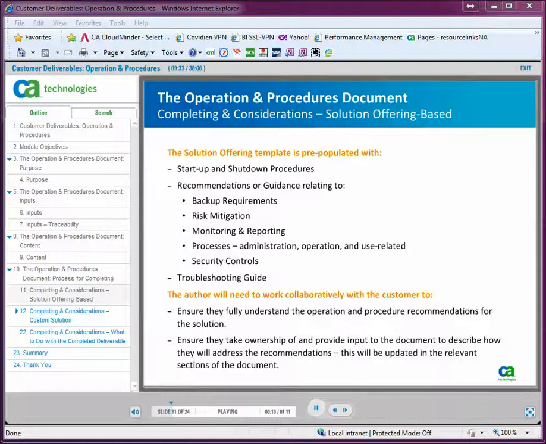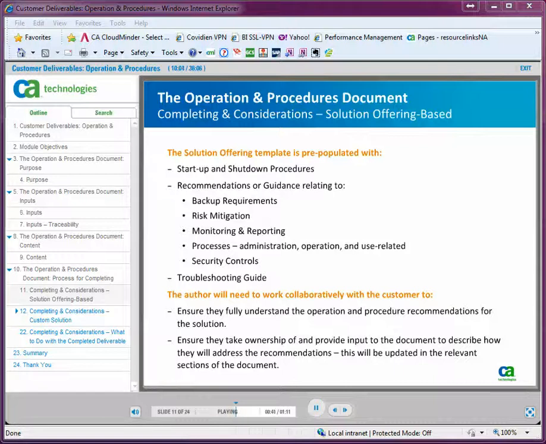This guide provides startup and shutdown procedures, along with backup and recovery procedures, risk mitigation information, the monitoring instrumentation configuration stack, reporting matrix and scheduling information, anything to do with admin, operations, and user-related processes, and the information about security configuration and security controls that are in place, and the how-to for everything that I've just referenced.